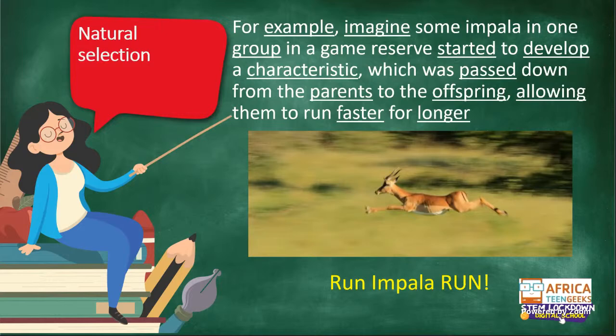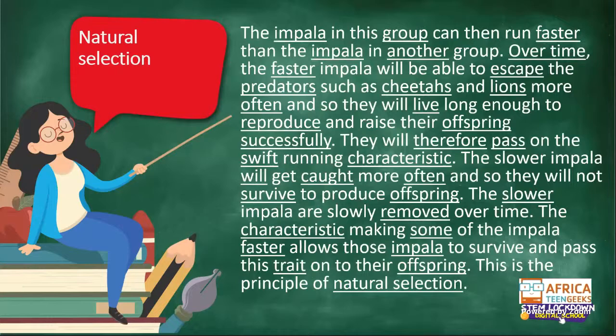So if there is a group of impalas that is being hunted by a lion or a cheetah, obviously the faster ones will get away more easily. So let's move on. The impala in this group can then run faster than the impala in another group. So over time, the faster impala will be able to escape the predators such as cheetahs and lions more often, and so they will live long enough to reproduce and raise their offspring successfully. They will therefore pass on the swift running characteristic.